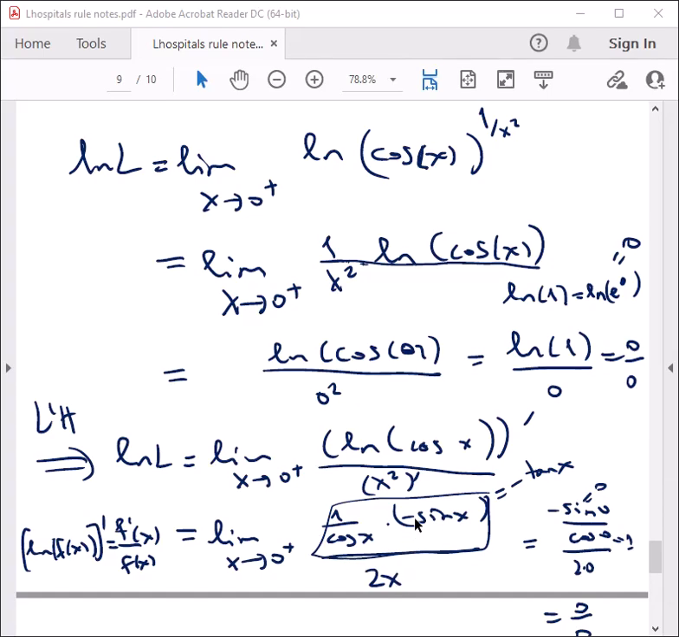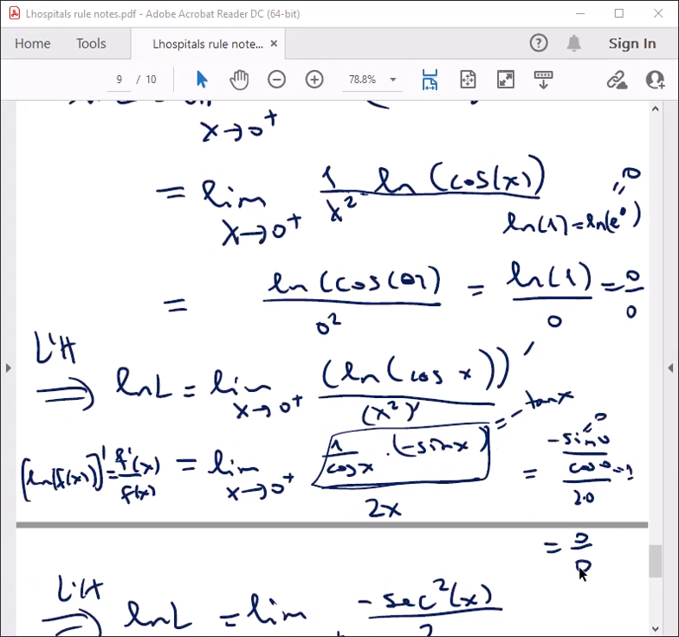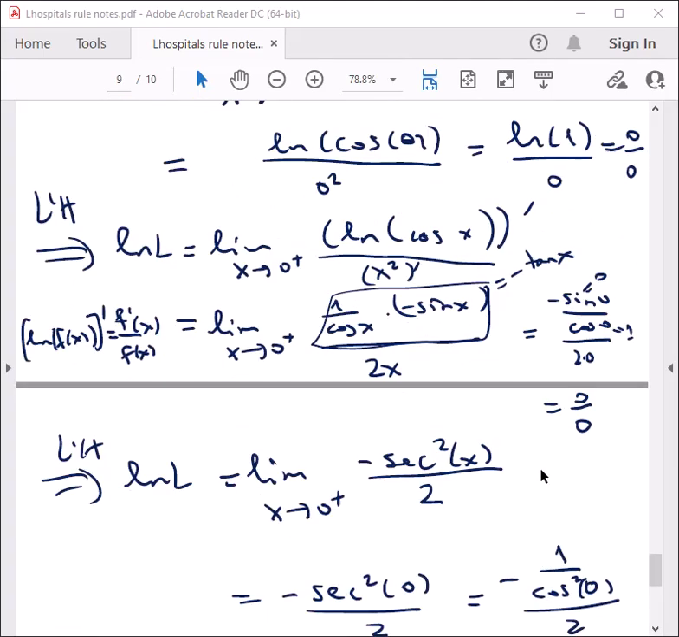So in the numerator, we have minus sine x over cosine x, which is minus tangent x. When x goes to 0, tangent x goes to 0. Or you can think of it like minus sine 0 goes to 0, cosine 0 goes to 1. So we have minus 0 over 1, which is 0. And the denominator is 2 times 0, so 0 over 0. Okay, apply L'Hopital's rule again. The top is minus tangent x, so the derivative of minus tangent x is minus secant squared x, and the derivative of 2x is 2.